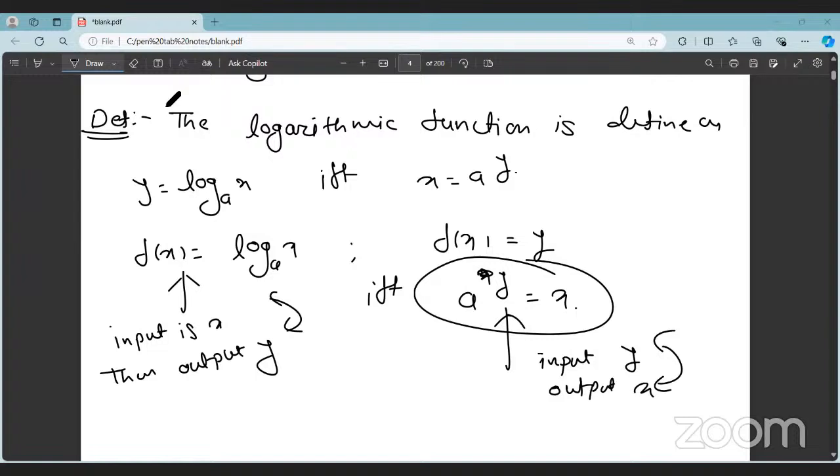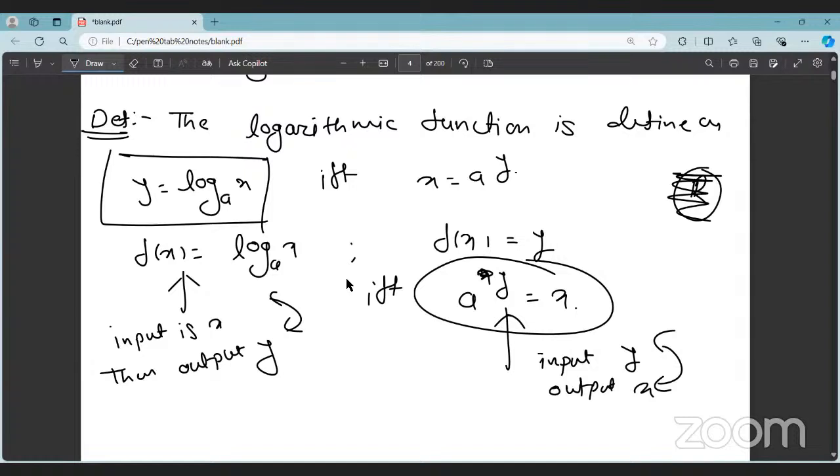That's why we want it to be bijective. If we take the codomain to be the whole set of real numbers, then it won't be bijective. I want it to possess a bijective nature, so I take the codomain to be 0 to infinity. In this fashion, we define our logarithmic function. The logarithmic function says that y is equal to log base a of x if and only if x is equal to a to the power y. Is there any doubt in this definition? How does the logarithmic function define?